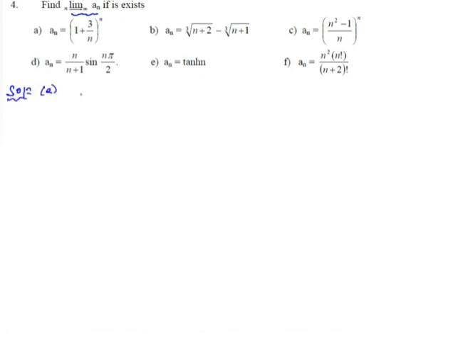In A, the sequence a_n is equal to 1 plus 3 over n, to the power of n. So the question is the limit of this sequence, 1 plus 3 over n to the power of n, as n approaches infinity. So let's see what the limit looks like for this part.